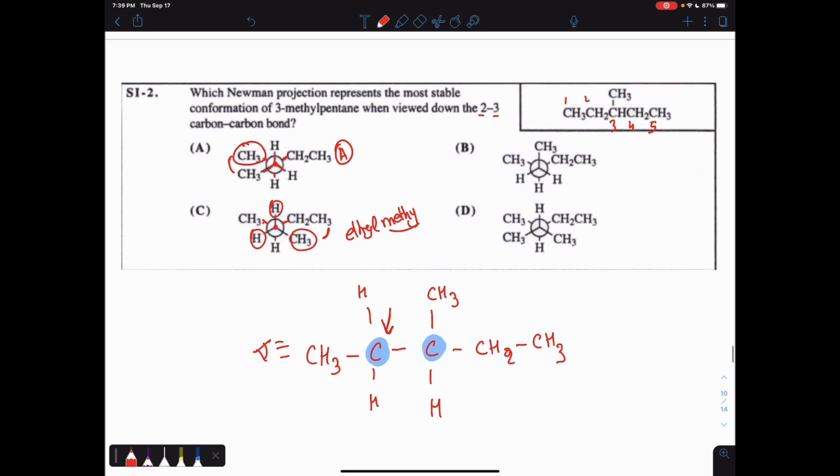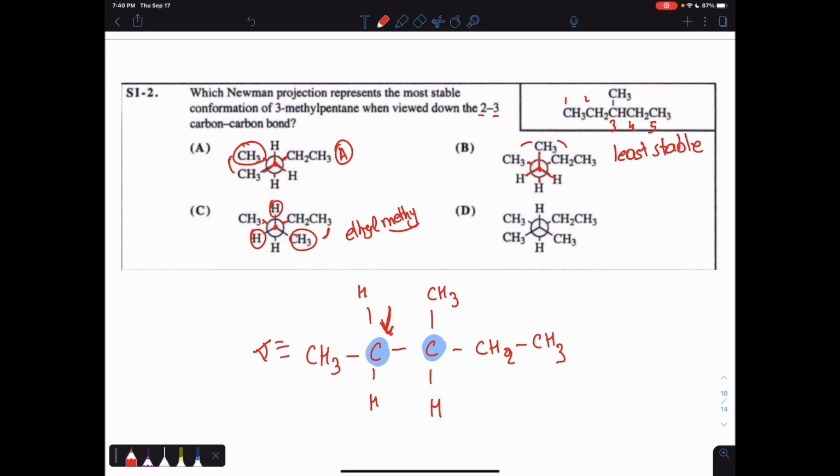Now looking at B, we know that this one is connected to a methyl and 2 hydrogens, so it's this one. And then in the back, it's connected to a methyl, an ethyl, and a hydrogen, which is correct. But now this one, I think as of right now, is the least stable because you have a methyl next to a methyl next to an ethyl. So as of right now, this one is the least stable.